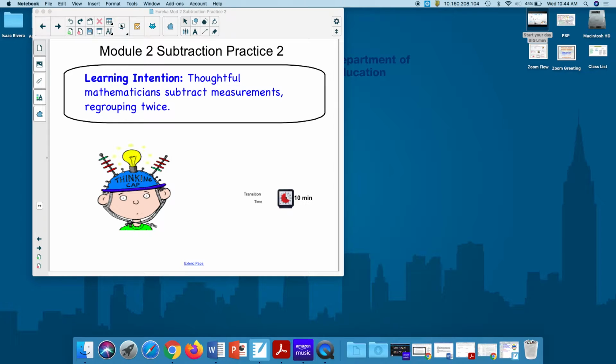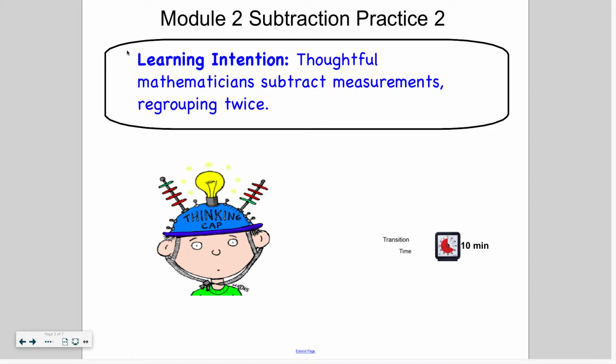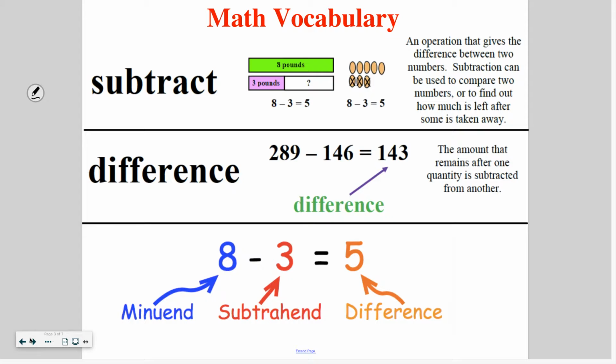Hi scholars, so today we're going to continue subtracting, practicing regrouping. So let's start with our learning intention. Thoughtful mathematicians subtract measurements, regrouping twice. So we're going to be regrouping more than once in one problem. So let's look at our vocabulary.